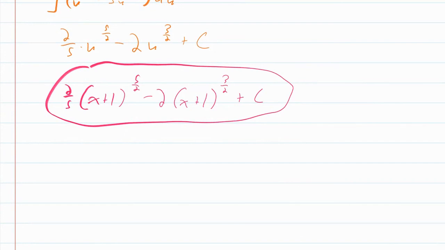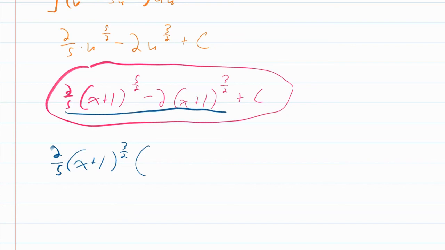And you should have some practice with this algebraic manipulation we're about to do. What I'm going to do is factor out what I can, meaning we have a 2 in both of these and a 5 in one of them. I'm going to pull out a 2/5, and I'm going to pull out an x plus 1 to the 3/2 out of these two. I can't pull it out of the constant, but I can pull it out of the other two.